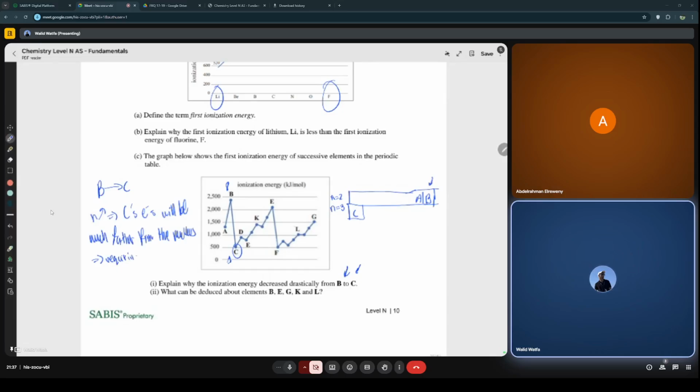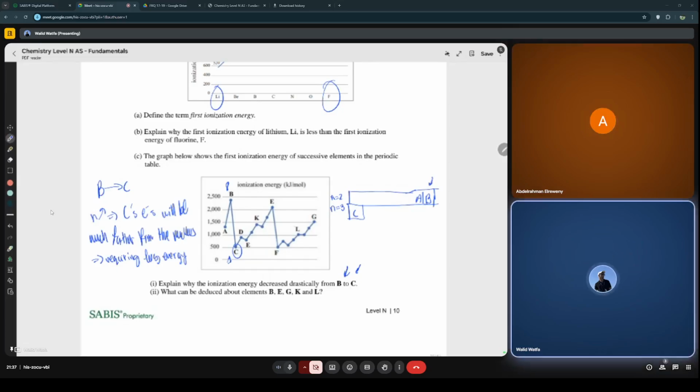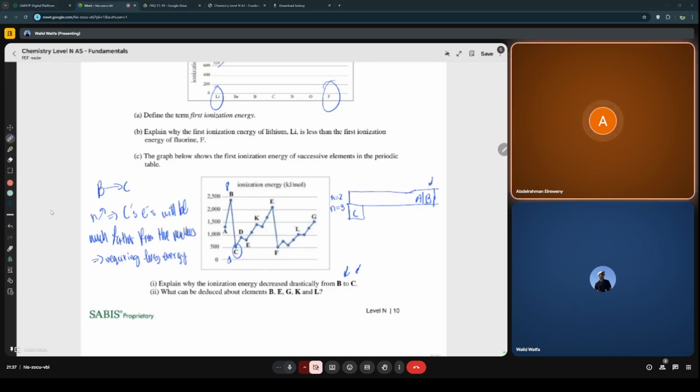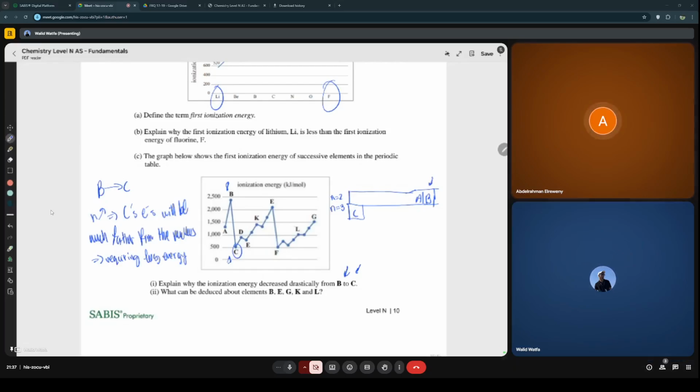Exactly, requiring less. If it's further, no, like more. If you're talking about more to penetrate, no. What do you mean by penetrate? Oh, I still don't get it. Like requires more attraction. No, don't say that in the exam. Okay, don't talk about attraction.